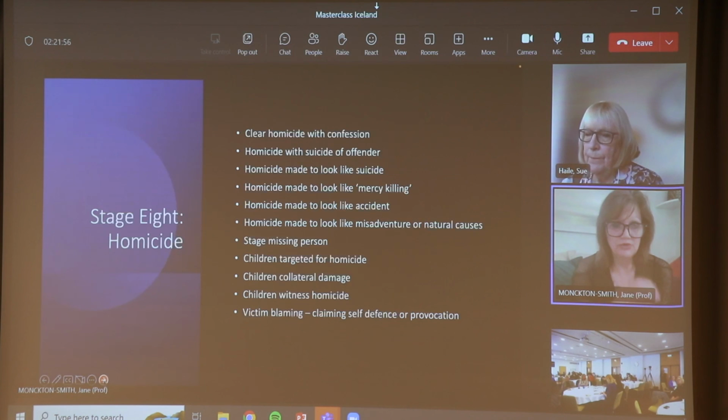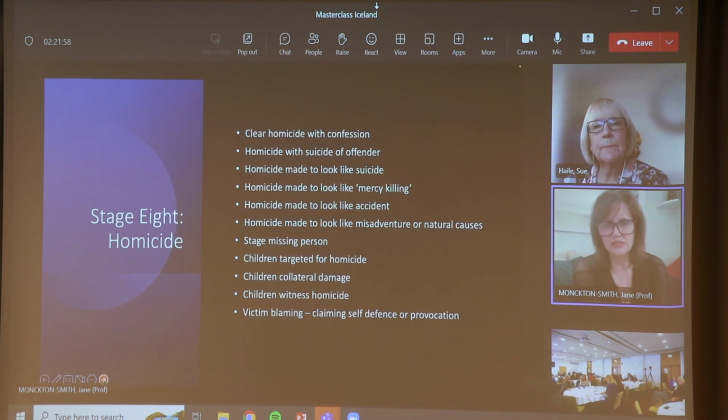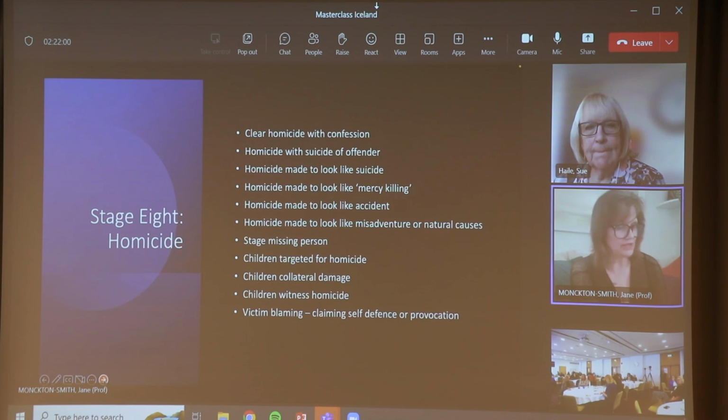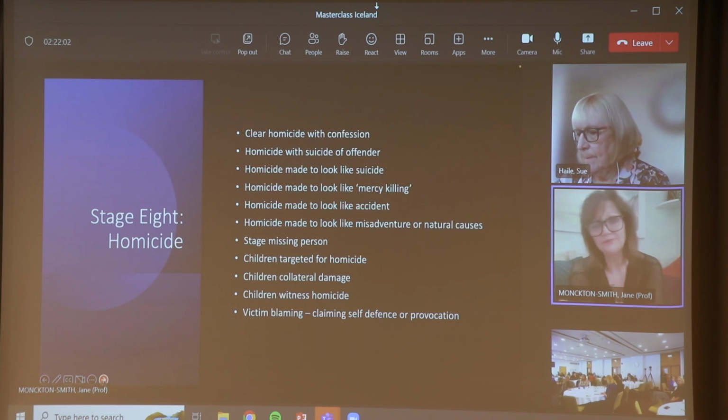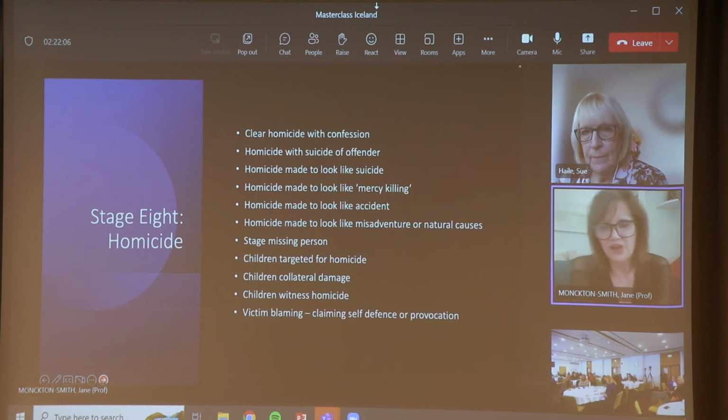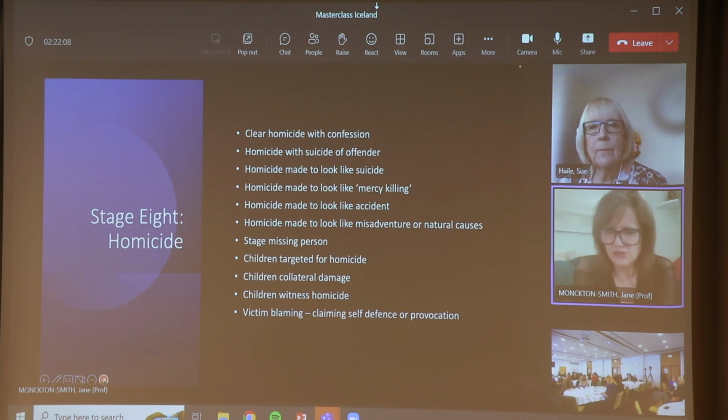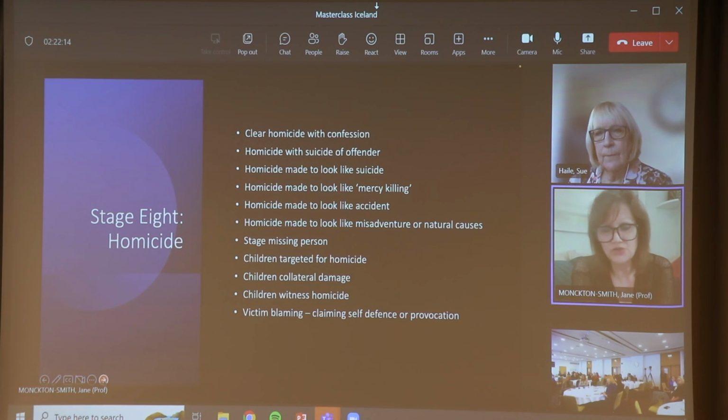Now we move on to stage 8, which is the homicide. Now this can play out in any number of ways as well. It could be a clear homicide with a confession. The 5 o'clock tea guy, when he killed his wife as she walked in the front door coming home from work, made sure she was dead and then just phoned the police and said, "Come and get me."